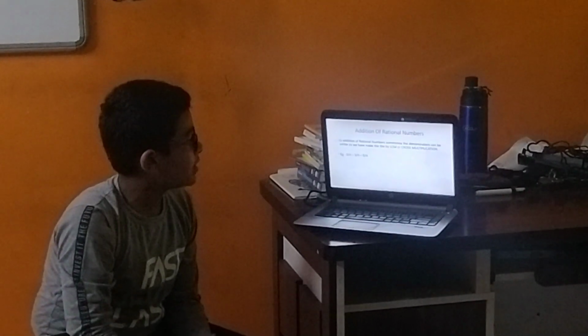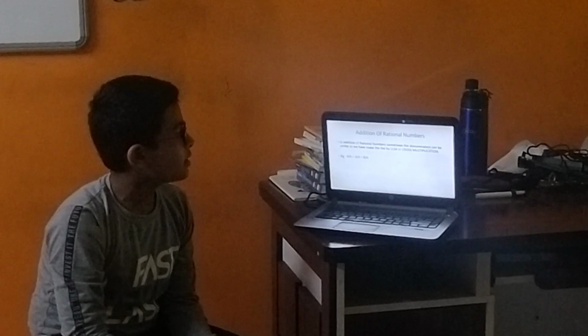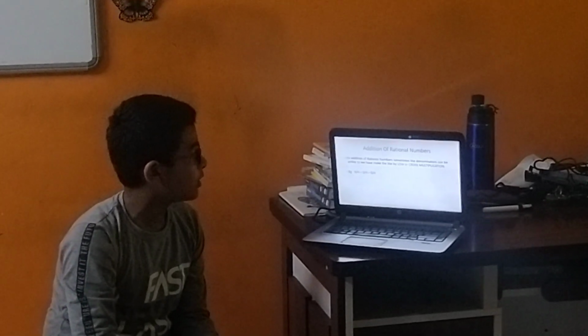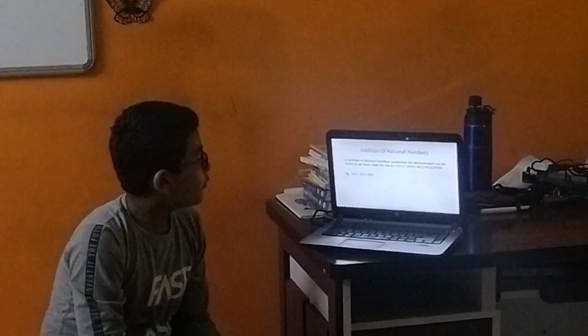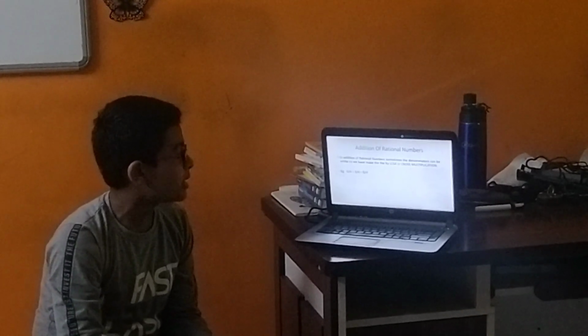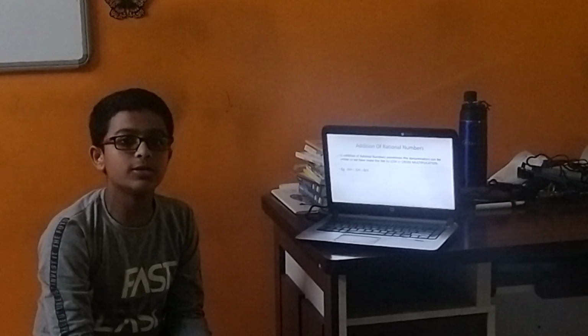Now addition of rational numbers. In addition of rational numbers, sometimes the denominators can be unlike, so we have to make them like by the LCM or cross multiplication method. For example, negative 3 by 4 plus 3 by 4 makes 0 by 4, which is equal to 0.